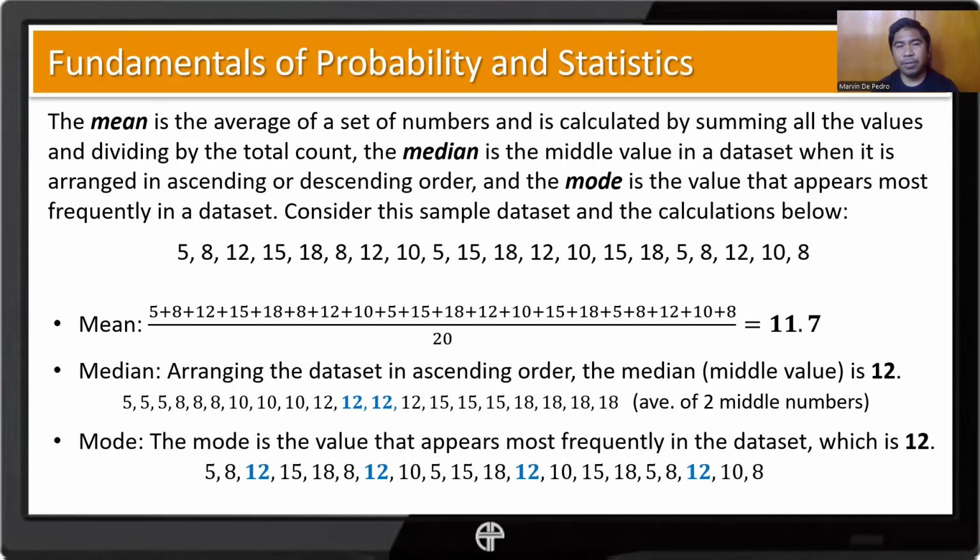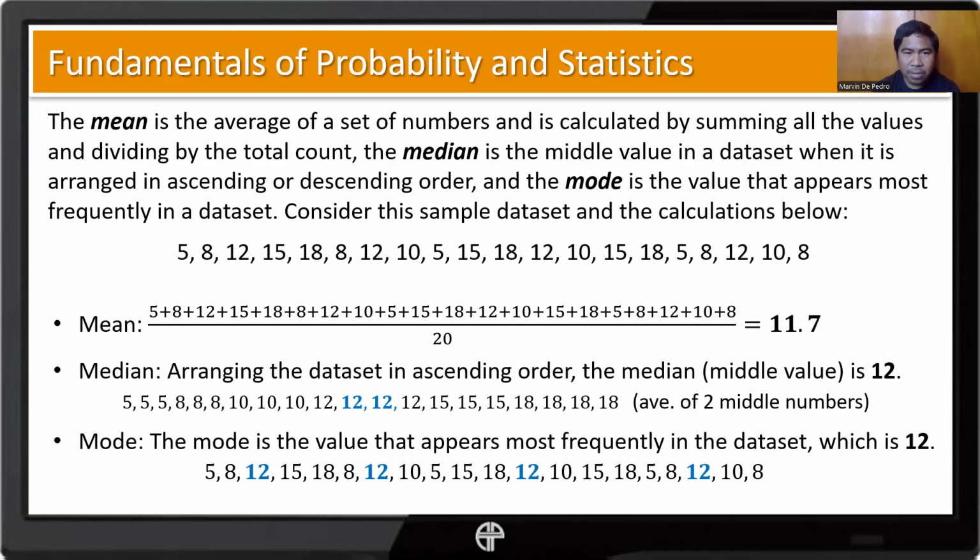Okay. Now the mode is the value that appears most frequently in the data set. And in this case, we have 12, which appears most. Okay. You can count it. Maybe it's more useful if you look at your arranged or sorted data set, like in the median. That's why it's best you sort it first. You take the median first before the mode. So it's easier to determine which has the most values.